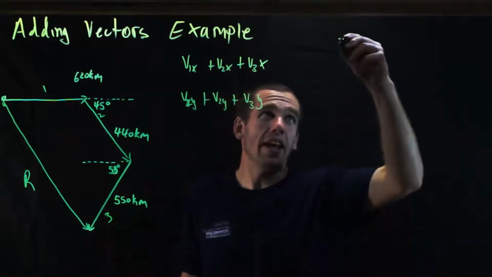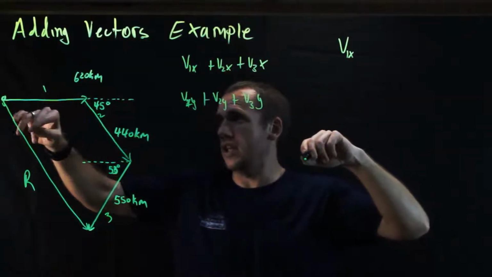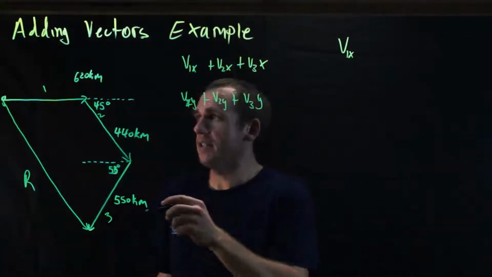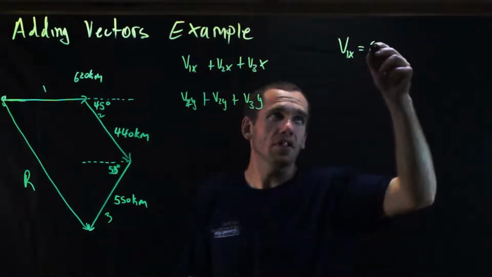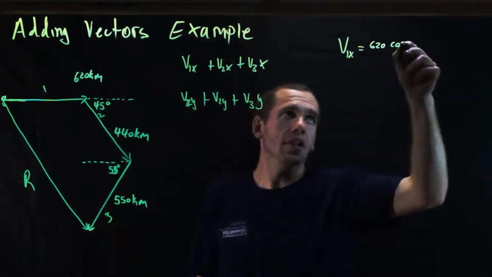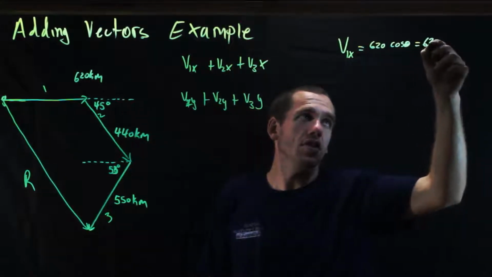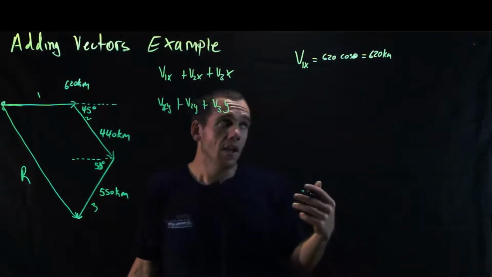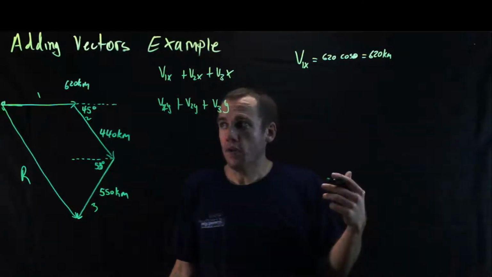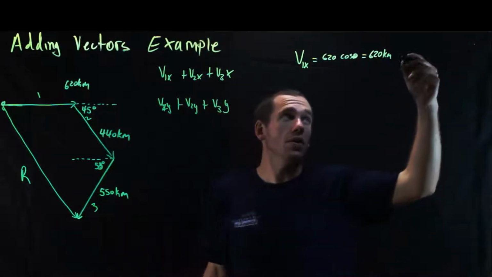So let's get v1x. v1x is equal to 620 times the cosine of 0. And it's 0 because I'm measuring from east. So v1x equals 620 cosine 0. The cosine of 0 is 1. And so this is just 620 kilometers. We don't really have to do the math when we know that the angle is 0, right? It's all in the x direction. But as long as we're doing this problem, let's do this problem.